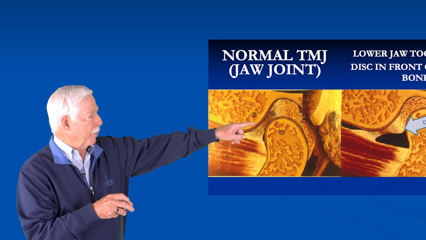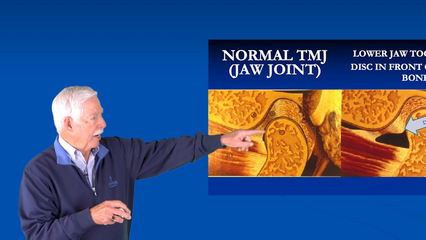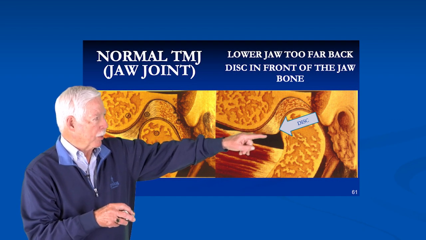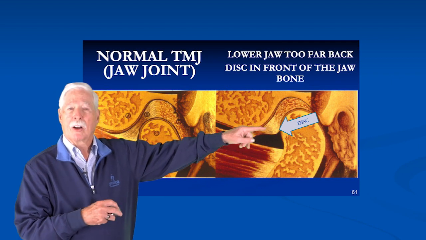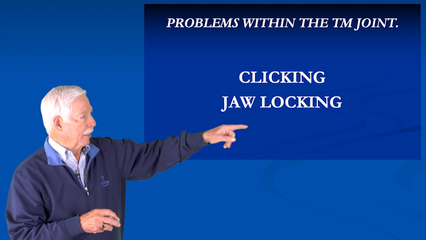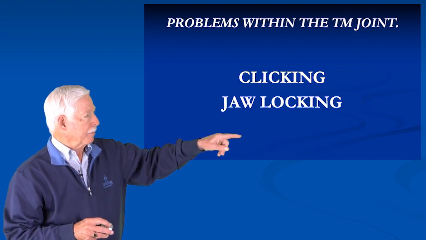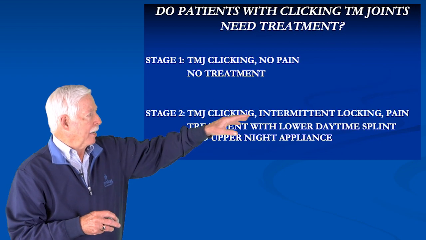Again, another diagram there. There's the disc on top of the head of the condyle, good position. Here's the disc out in front. So remember, every time the patient opens, the jawbone goes on the disc and causes a click. So clicking's bad, and clicking can lead to jaw locking.